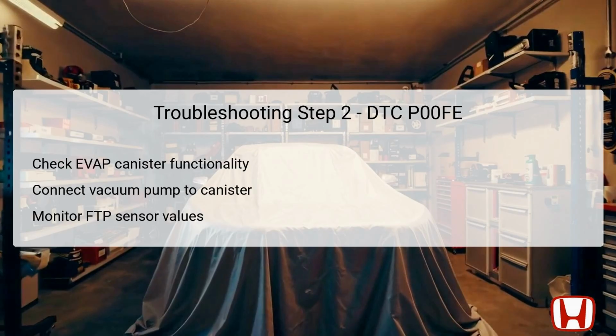The second step in troubleshooting DTC P00FE is to verify the functionality of the EVAP canister. Start by connecting a hose to the fuel vent tube port on the EVAP canister. Then, attach the vacuum pump and gauge to this hose, ensuring you turn the vehicle to the on mode to power the system.